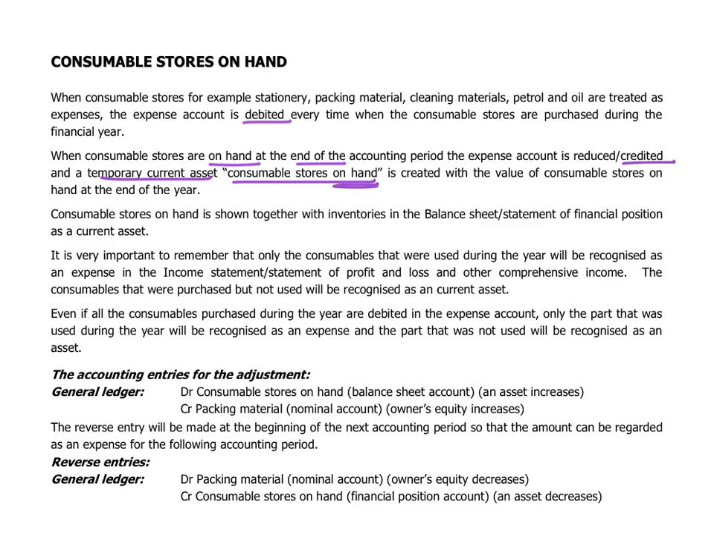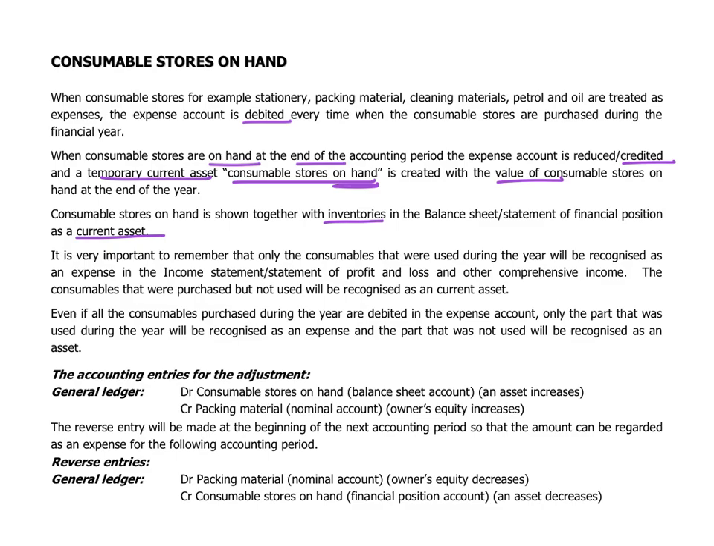So when we credit our consumable stores, whether it's packing materials, stationery, cleaning materials, you will create this consumable stores on hand to show that you created the asset at the end of the year with the value of the consumable stores that's available that will be used in the following financial year. Consumable stores on hand is shown together with inventories in the balance sheet as a current asset.